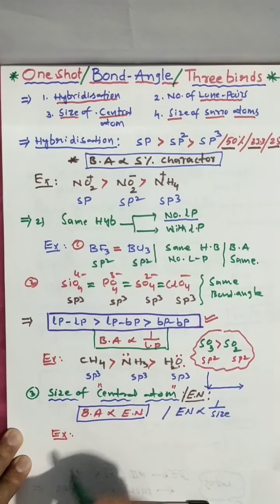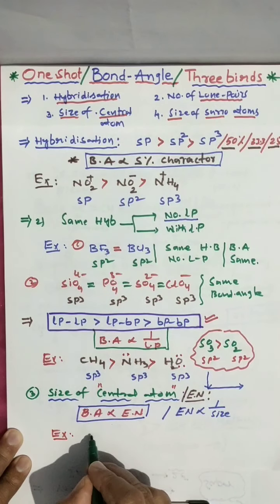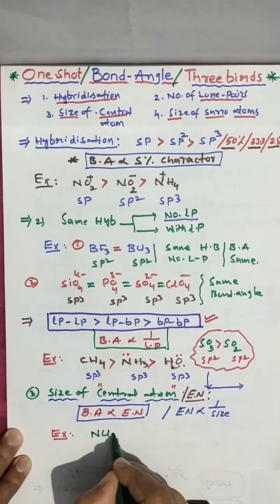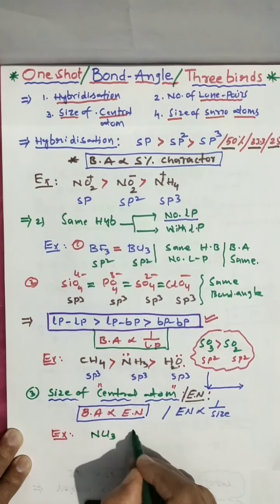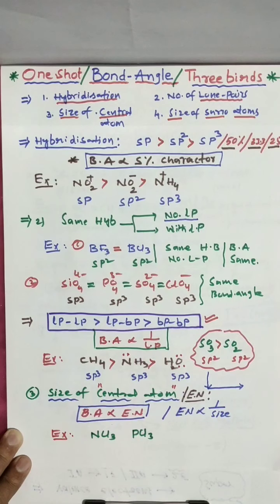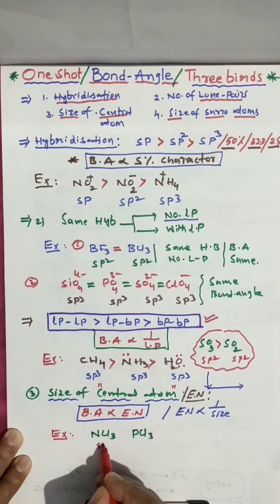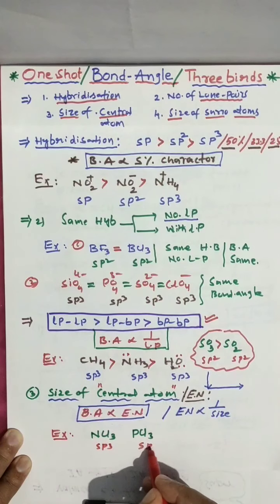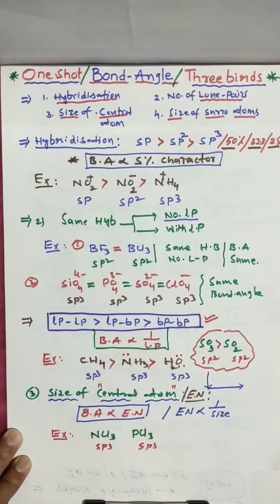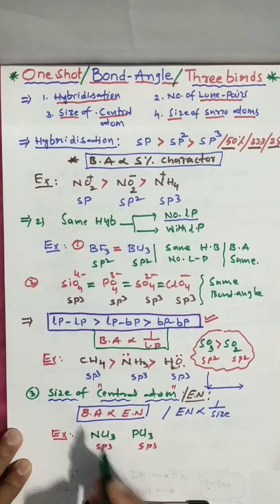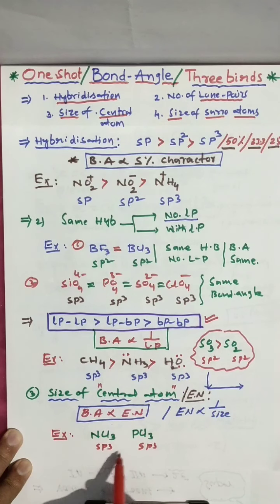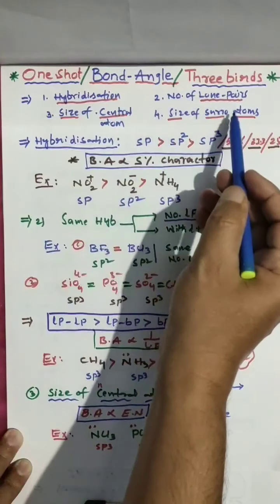Here I am taking one molecule, NCl3, nitrogen trichloride, and PCl3, phosphorus trichloride. Hybridization: this is sp3, you calculate. This is also sp3. Hybridization is the same. Then we have to check the lone pair. Hybrid orbitals are 4, surrounded atoms are 3, 4 minus 3, 1 lone pair. Same here, 4 minus 3, 1 lone pair. So hybridization is the same, lone pairs are the same.